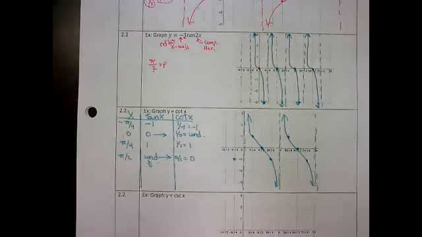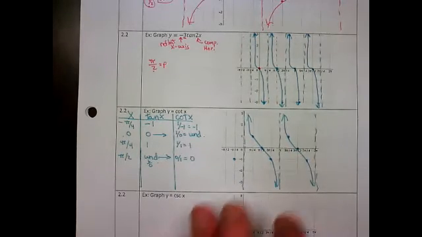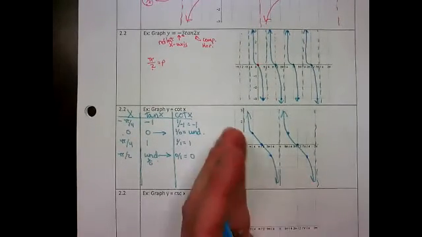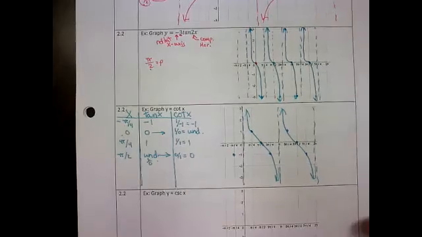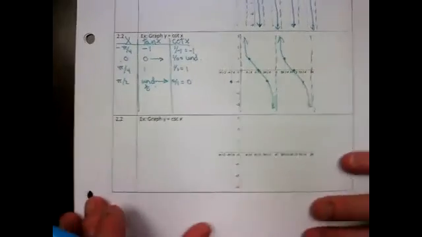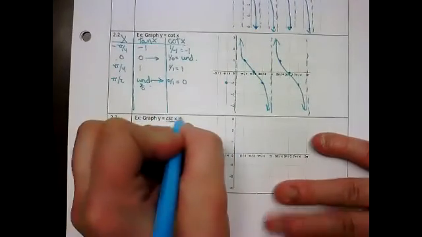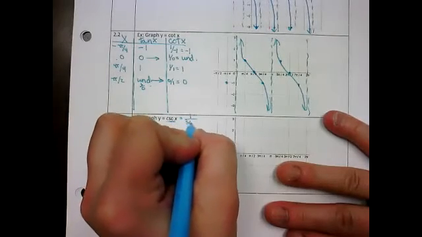Our cosine function looks pretty similar to our basic tangent function, except it's shifted over a little and it's flipped. So it's reflected over the x-axis. So let's go ahead and look at cosecant. Cosecant is the same thing as 1 over sine.